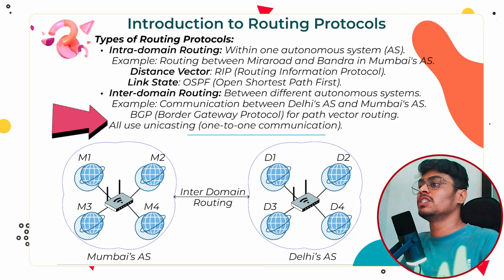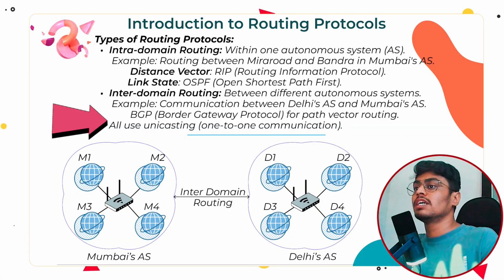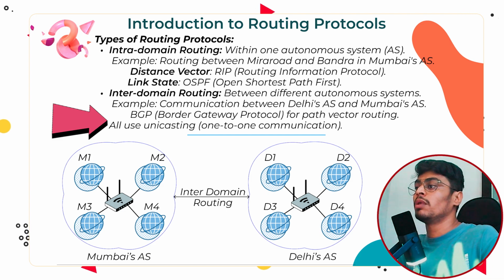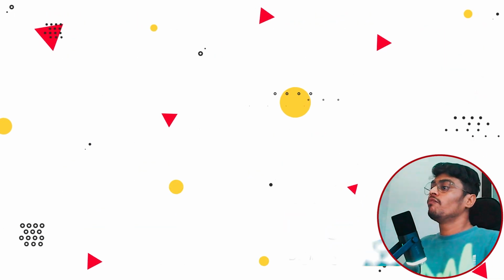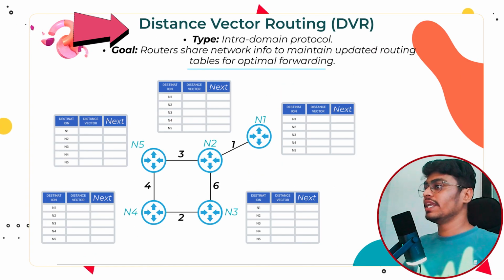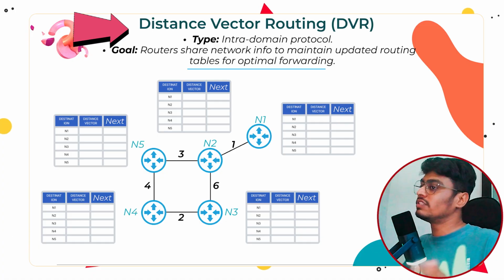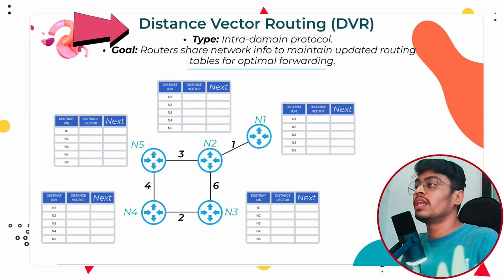This is the basic information about routing protocols. Next, we will discuss one by one what the distance vector routing protocol is, link state routing, and the count to infinity problem. These we will discuss in this video. Now, first comes distance vector routing, DVR. Now we are going to discuss distance vector routing, which is an intra-domain routing protocol.